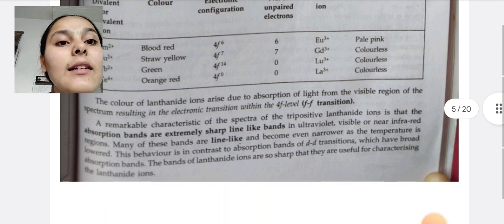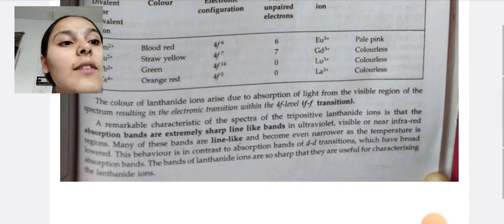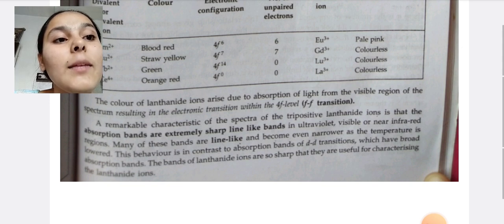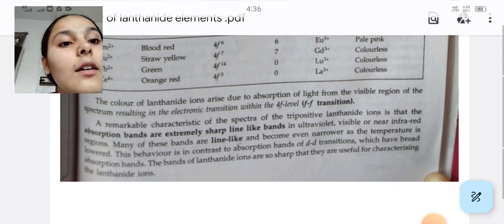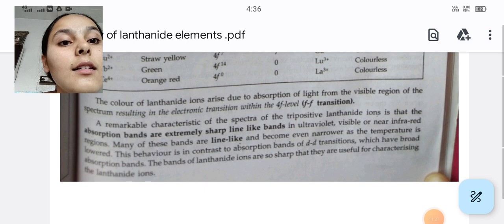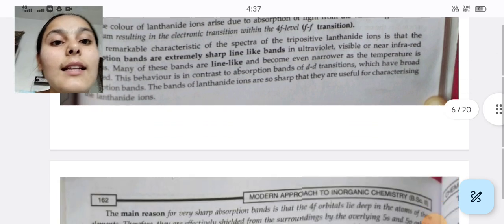A remarkable characteristic of the spectra of the tripositive lanthanide ions is that the absorption bands are extremely sharp, line-like bands in the ultraviolet, visible or near infrared region. Many of these bands are line-like and become even narrower as the temperature is lowered. This behavior is in contrast to absorption bands of d-d transitions, which have broad absorption bands. The bands of lanthanide ions are so sharp that they are useful for characterizing the lanthanide ions.